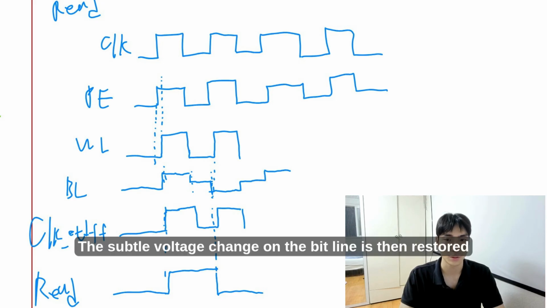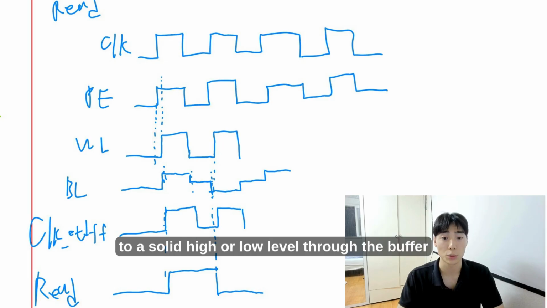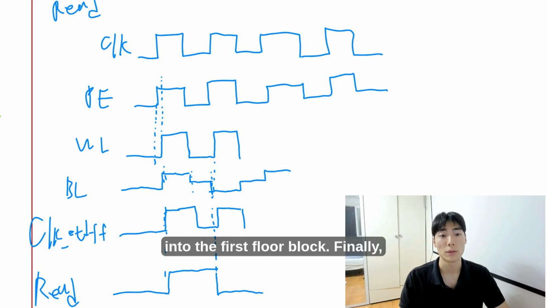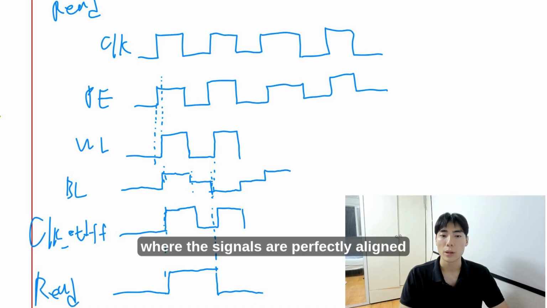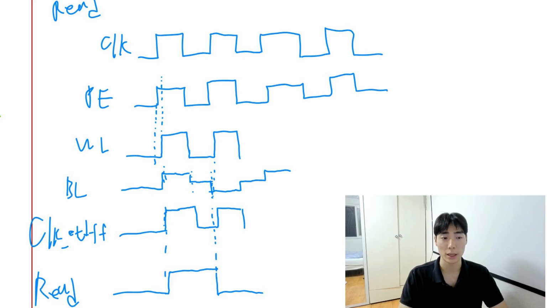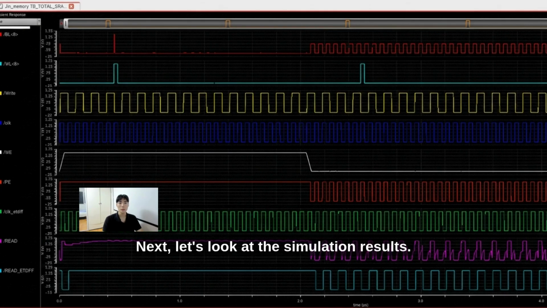The subtle voltage change on the bit line is then restored to a solid high or low level through the buffer into the first stage block. Finally, the data passes through the ETDFF at the output stage, where the signals are perfectly aligned with the clock edges for a clean final output. Next, let's look at the simulation results.